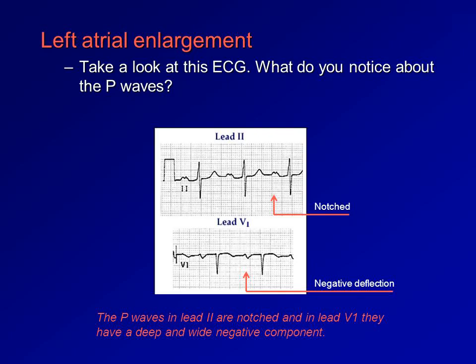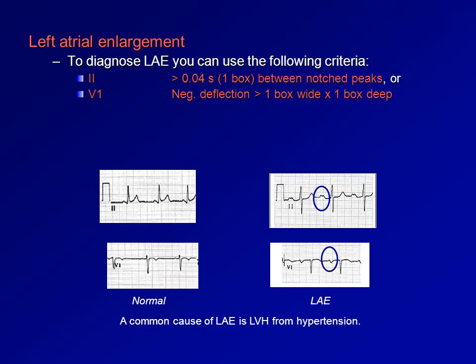Left atrial enlargement. Take a look at the ECG. What do you notice about the P waves? The P waves in lead II are notched, and in lead V1 they have a deep and wide negative component. To diagnose LAE, you can use the following criteria: lead II P wave duration greater than 0.04 s, 1 box, between notched peaks, or V1 negative deflection greater than 1 box wide by 1 box deep. A common cause of LAE is LVH from hypertension.